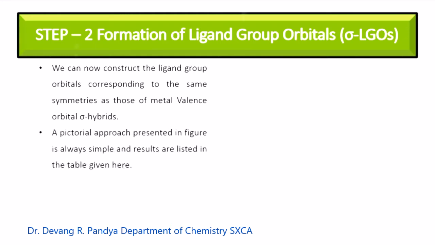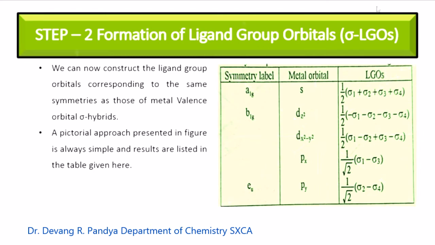A pictorial approach, presented in a figure which we are going to see in this slide, is always simple, and the results are listed in the table given here as well. In this table, the symmetry label A1G is assigned to the 4s atomic orbital of the central metal ion, and its LGO formation is half (sigma 1 plus sigma 2 plus sigma 3 plus sigma 4), all positive interaction, that is BMO, and when we put minus signs, it is going to be ABMO.